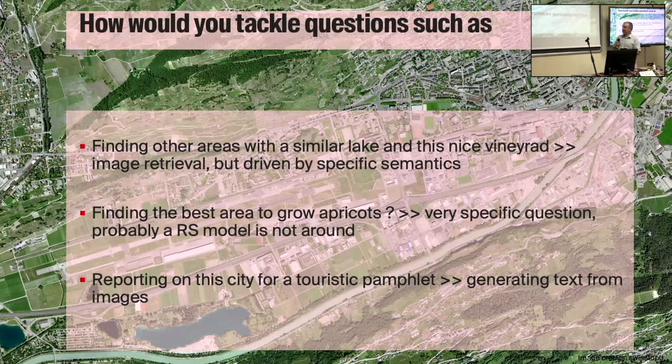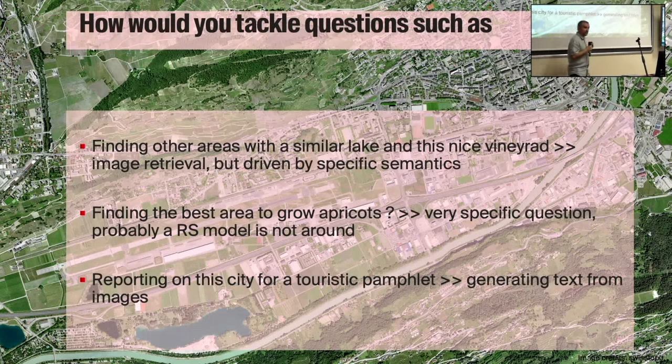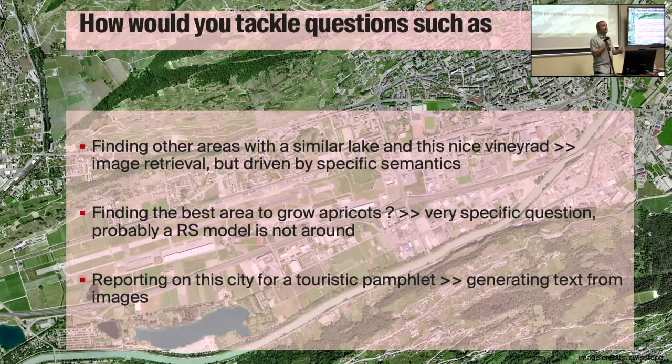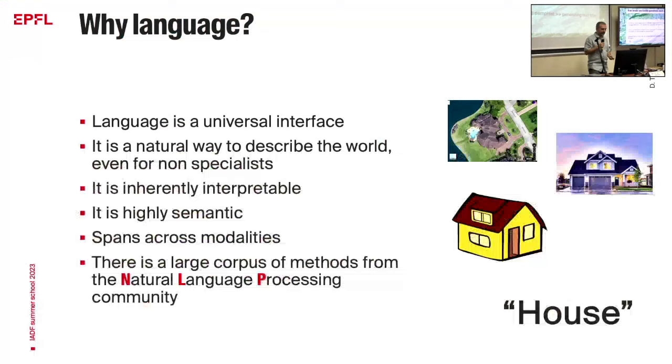And finally, the pamphlet story was that you want to actually generate text from the image. So a description of the image made of text, because everybody understands text. It's like a common dictionary for everybody. So remember, language is in a way a universal interface.